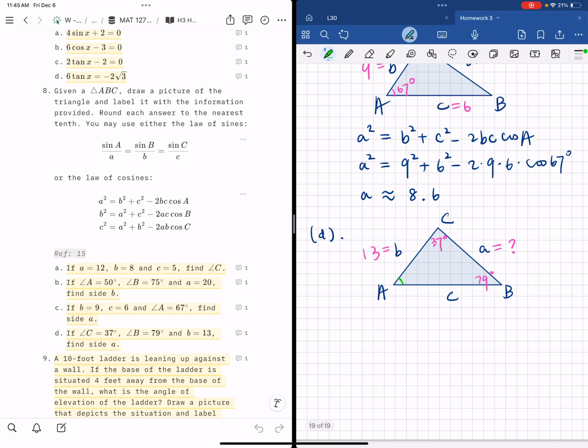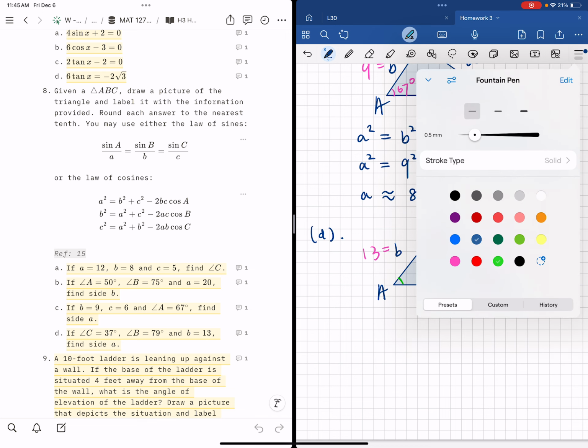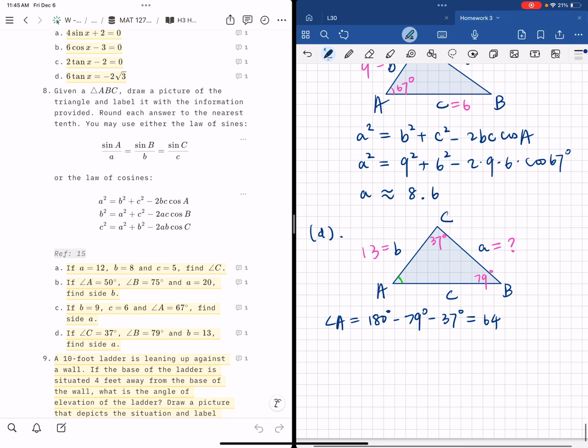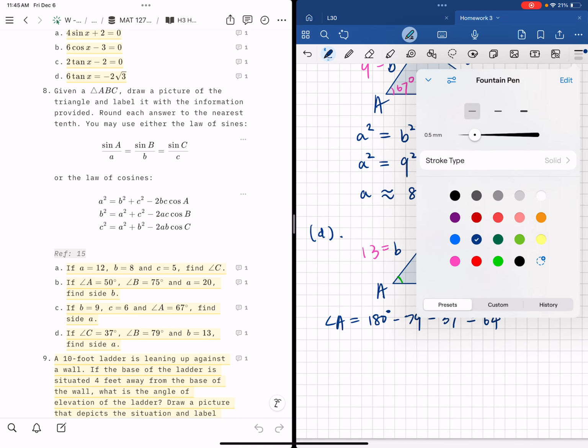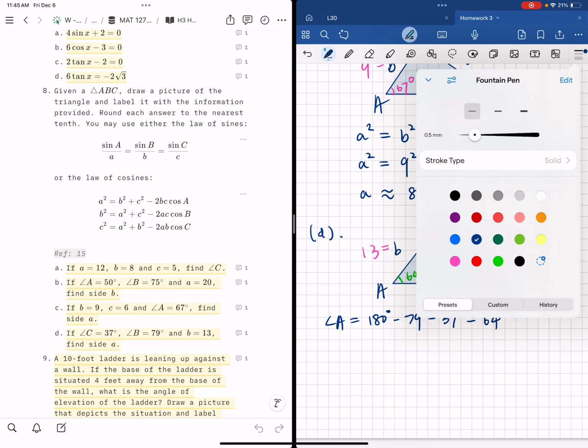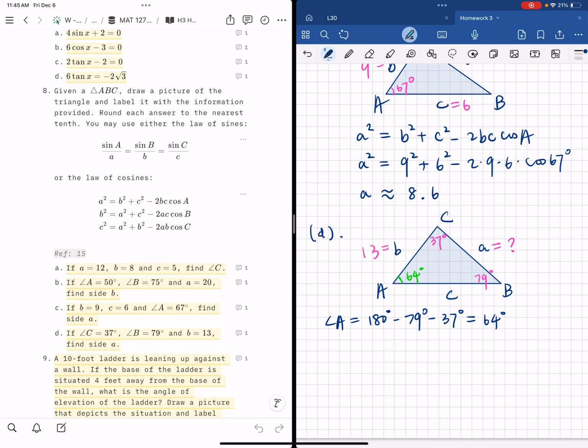And all you need to do is just subtract 180 by 37 and 79. So that should be the first thing you do, which is angle A. Calculate what that is. It's 180 degrees, subtract angle B, 79 degrees, subtract angle C, 37 degrees, and that will give you 64 degrees. Let's label that on the graph as well, 64 degrees. And now we have side A, side B, angle A, angle B, and that should remind you that we're going to use the law of sines.